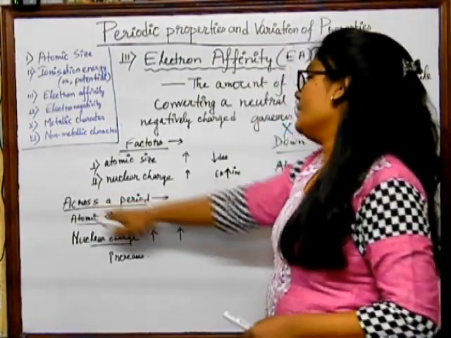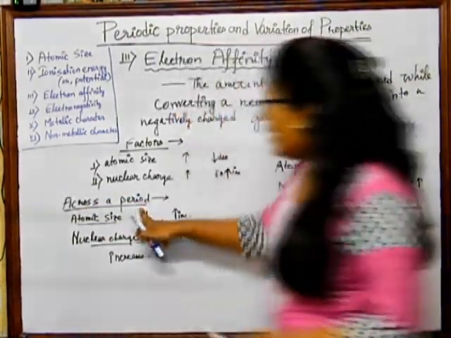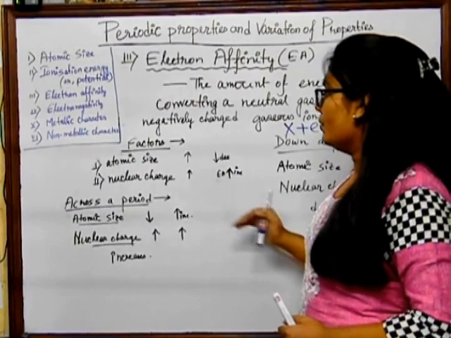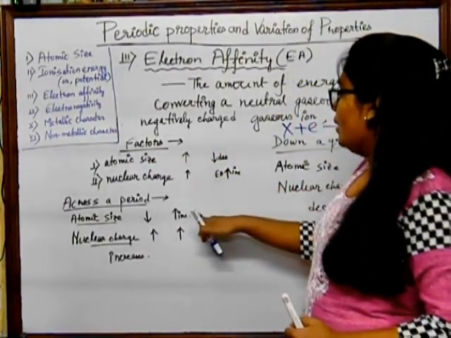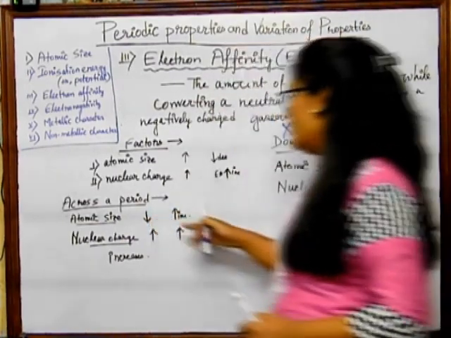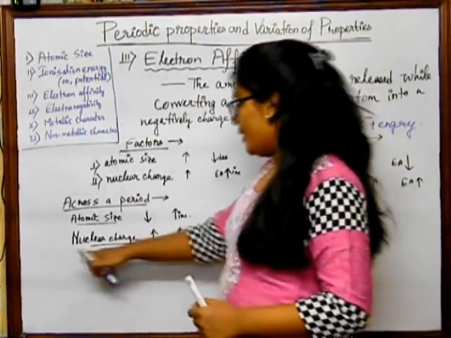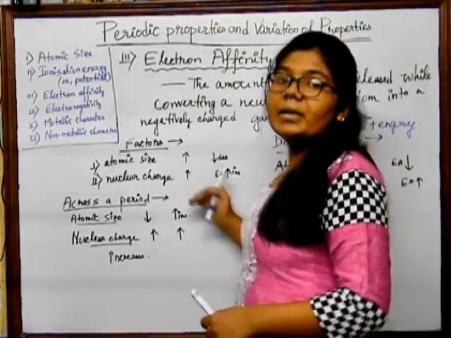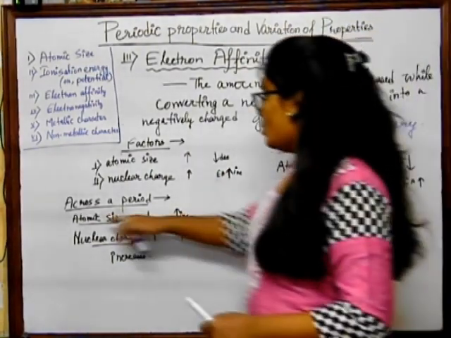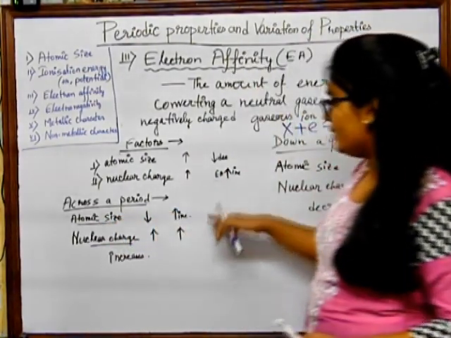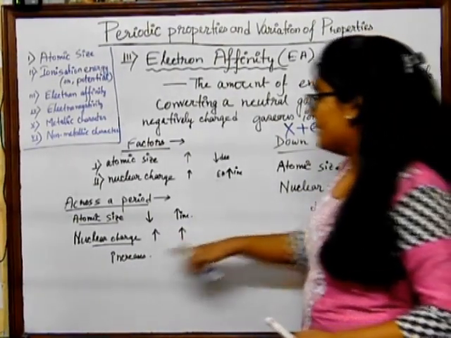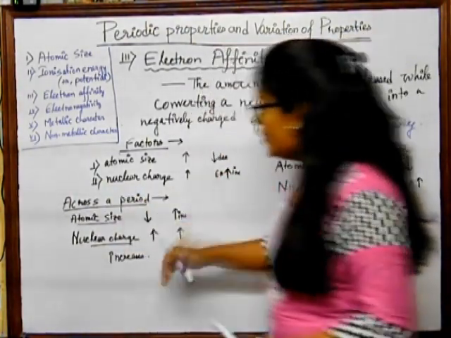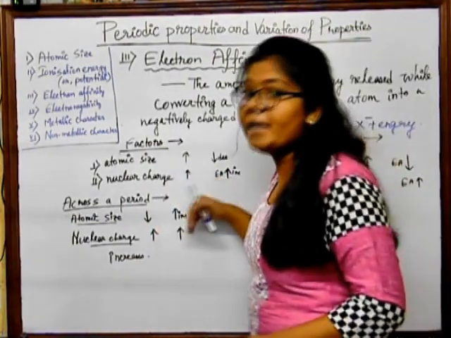Next we come to the trends. Across a period, from left to right, atomic size decreases. So from the previous we have learned that if atomic size decreases, then electron affinity will increase. And in case of nuclear charge, from left to right nuclear charge is also increasing, so electron affinity will also increase. So in case of atomic size, the trend is inversely proportional, and in case of nuclear charge it is directly proportional. So overall across the period from left to right, electron affinity increases.